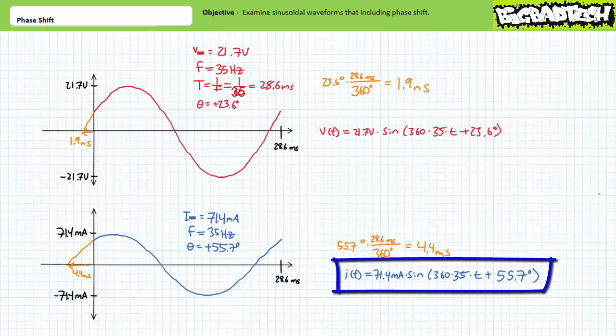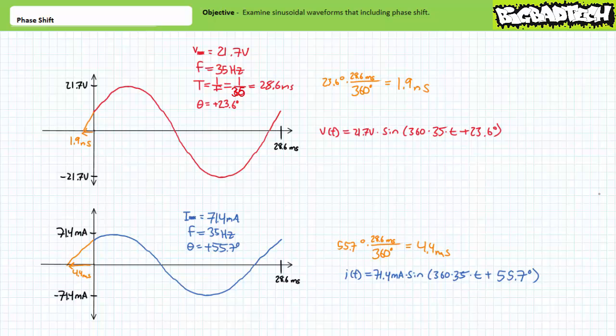The current waveform I of t is characterized by the following expression. I of t equals 71.4 milliamperes times the sine of 360 times 35 times the time of interest plus 55.7 degrees. I of t has a peak value of 71.4 milliamperes, a frequency of 35 hertz, a period of 28.6 milliseconds, and a phase shift of positive 55.7 degrees, meaning it's shifted positive 55.7 degrees forward.